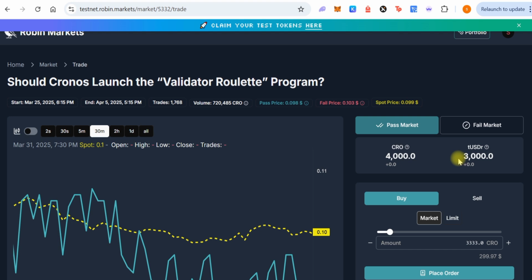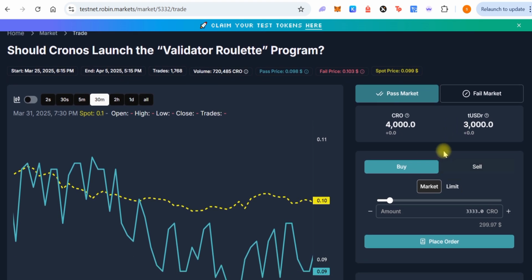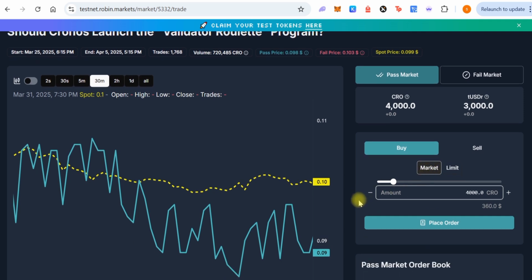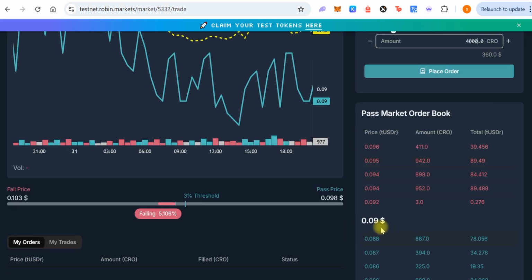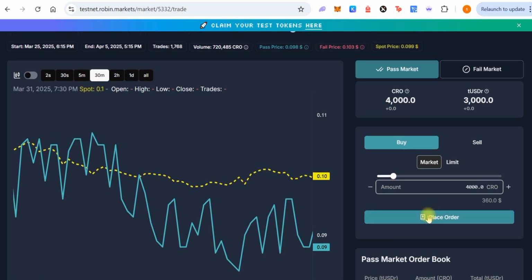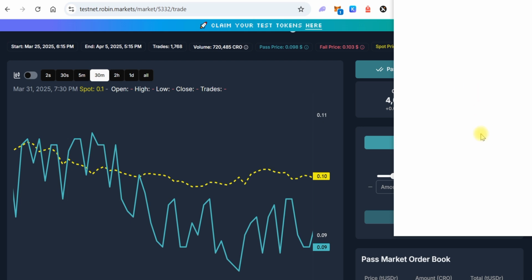So everybody that buys any market and that market succeeds, whether it's a pass market or a fail market, gets to keep the tokens. So let's say I want to buy, let's say, 4,000 CRO. Here it's going to cost me about 360 USDR, and I'm buying at market. If I click on place order, my order will automatically be filled.